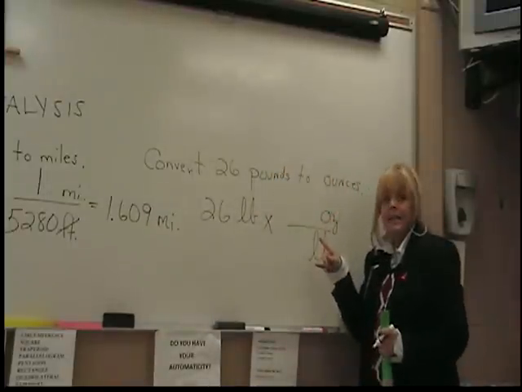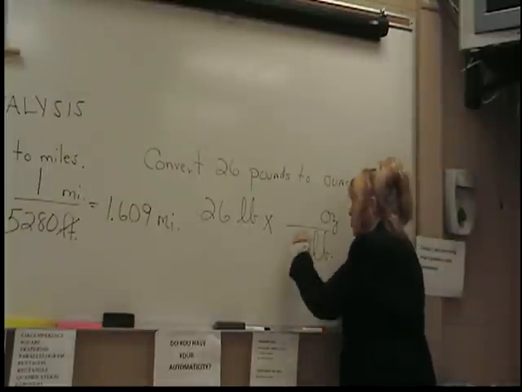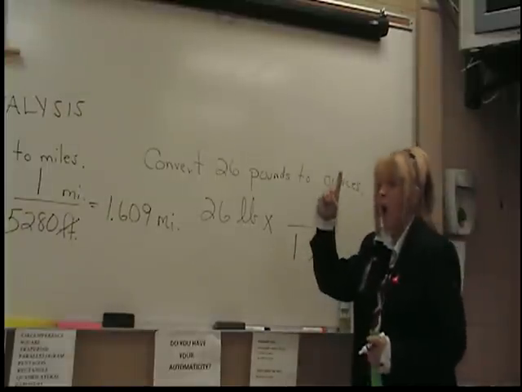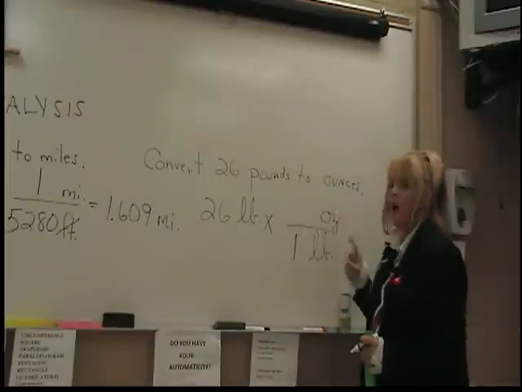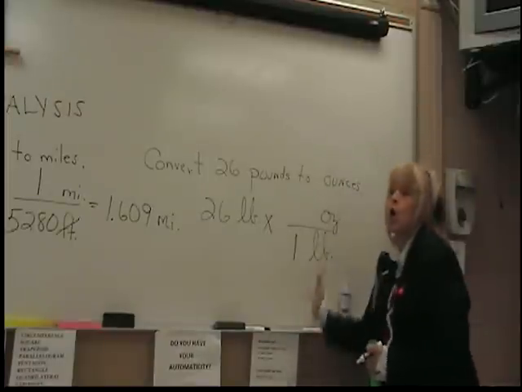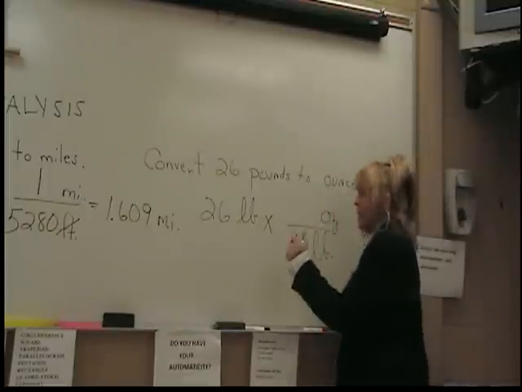The biggest man gets the one. Who's bigger, a pound or an ounce? A pound. He gets the one because he's the biggest man. Now, how many ounces are in a pound? 16. You enter that relationship: there are 16 ounces in a pound.